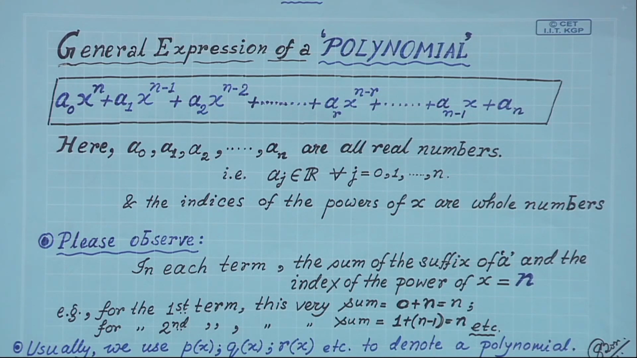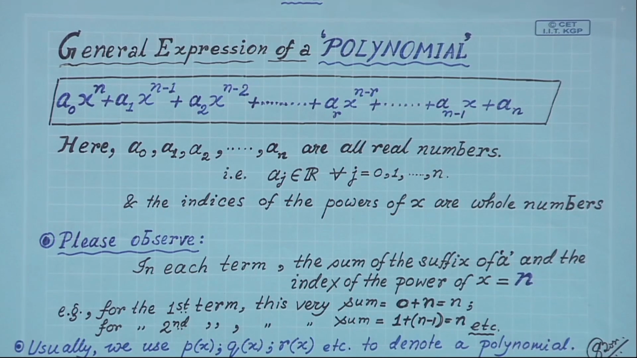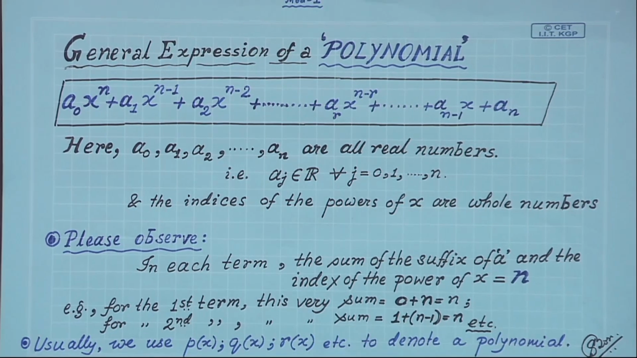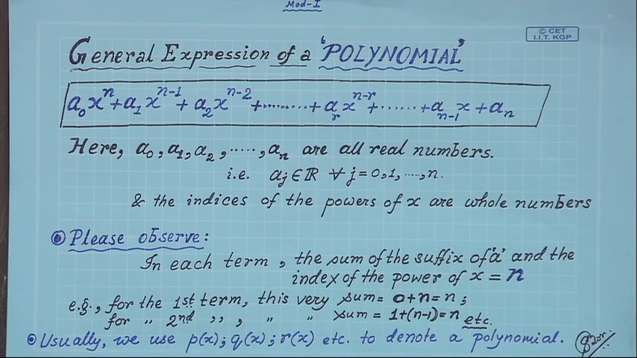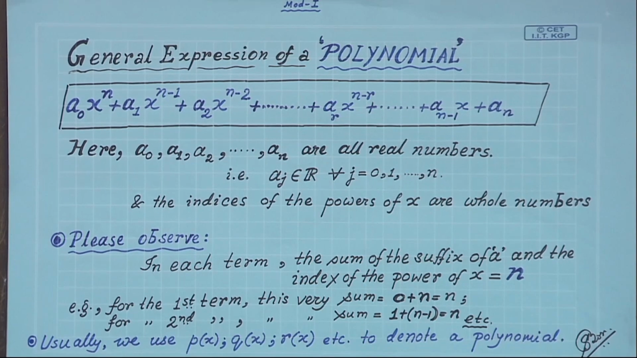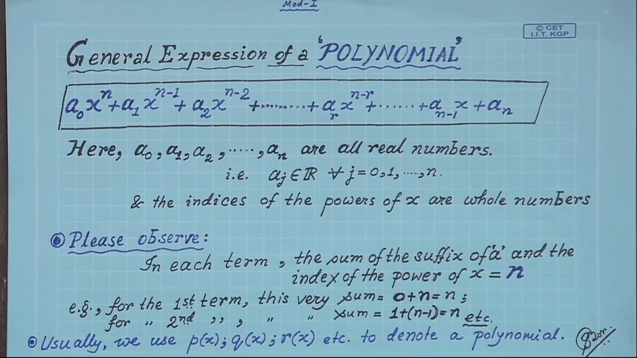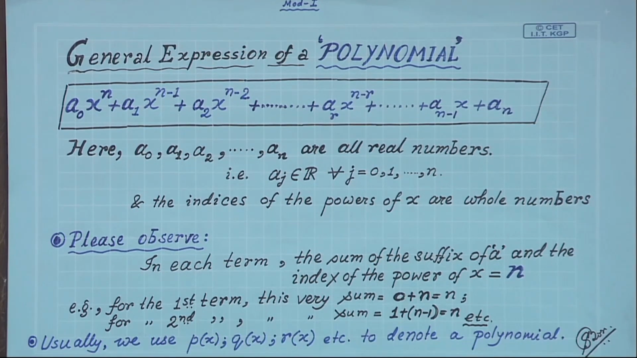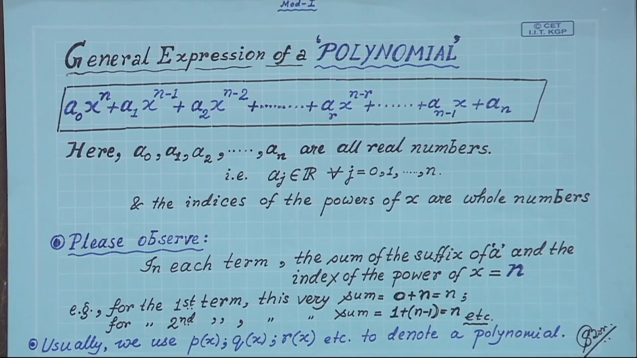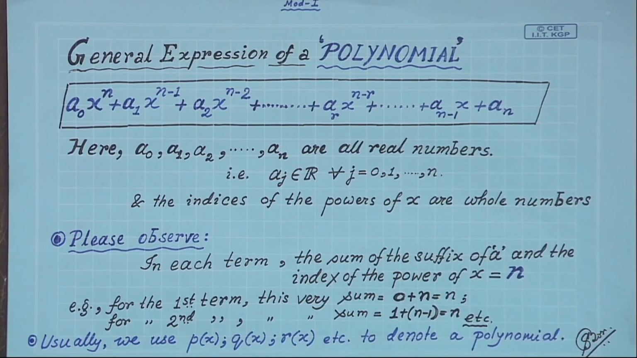In 7x we have a factor 7 like a constant, and another factor is a variable. Here for the first term I have a0 for the constant factor and x to the power n for the variable. For the next term the power will be reduced by 1, so we get x to the power n minus 1 and the coefficient is denoted by a1, and so on, up to the last term, which is a constant term a n. Therefore, the index of the power of x is reduced term by term. Here a0, a1, a2 up to a n are all real numbers, and the set of real numbers is denoted by capital R.